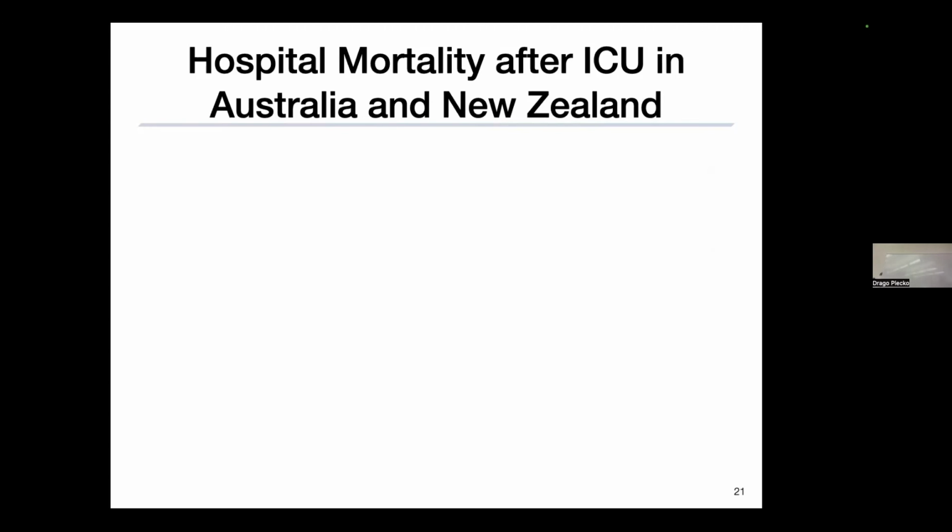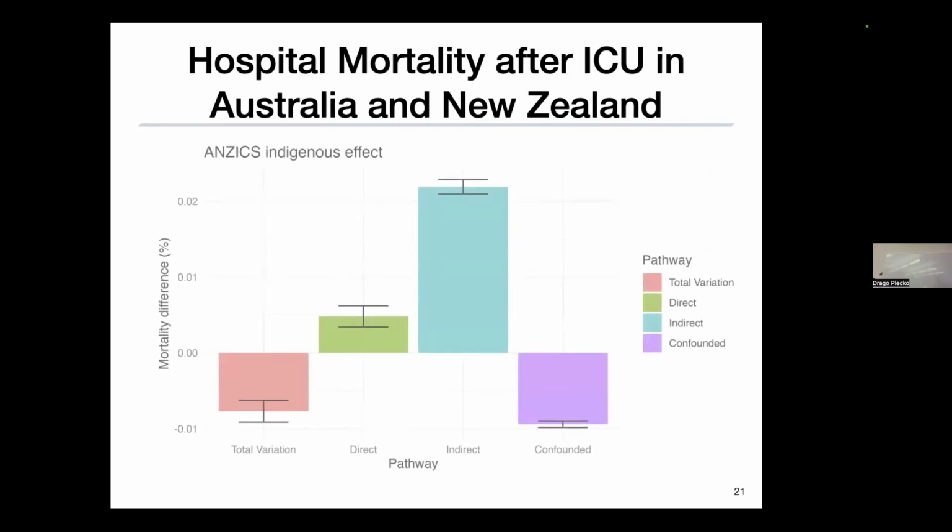Let's go to a completely different reality. Let's go to Australia and New Zealand. There, of course, there is no African-American population. But the minority population there is the indigenous population of Australia and New Zealand. And let's do the decomposition for the indigenous population.